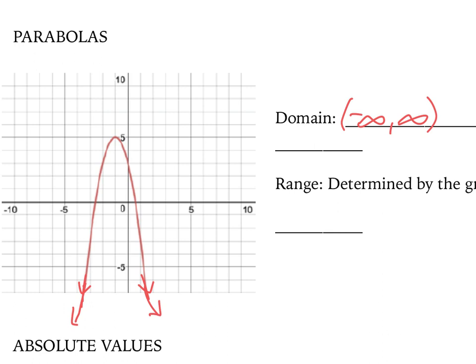Range, though, is going to be a little different on a parabola. Is this going down forever and up forever? No. Which one, though?